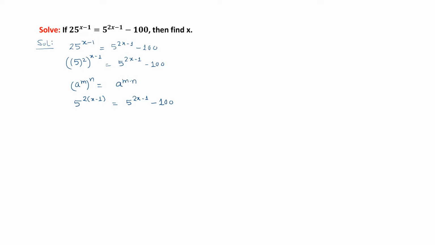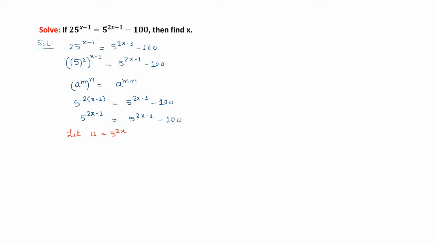So we simplify: 5 to the power 2x minus 2 is equal to 5 to the power 2x minus 1, and minus 100. So we can also simplify it in terms of 5 to the power 2x, right? So let's assume u is equal to 5 to the power 2x.